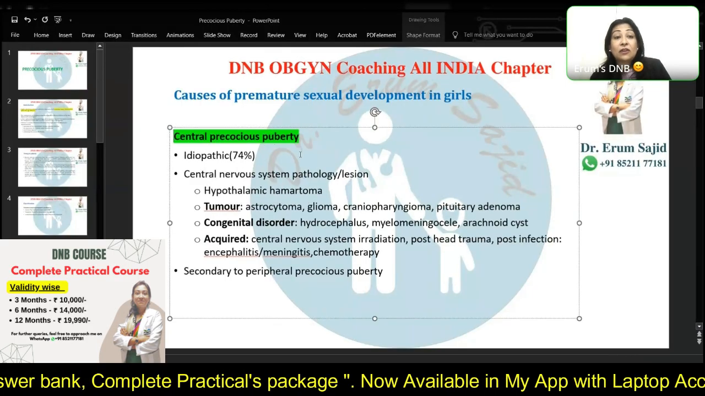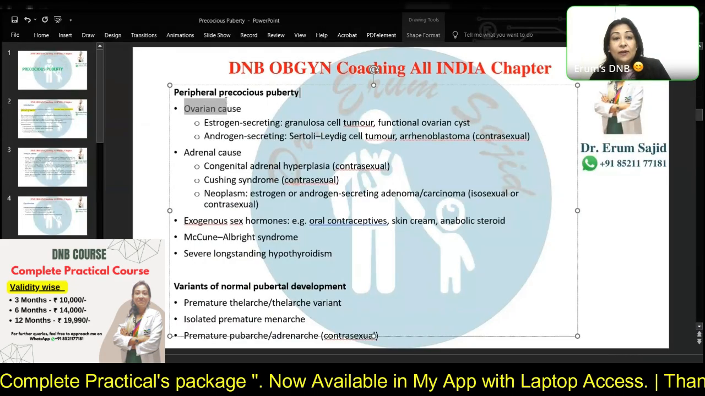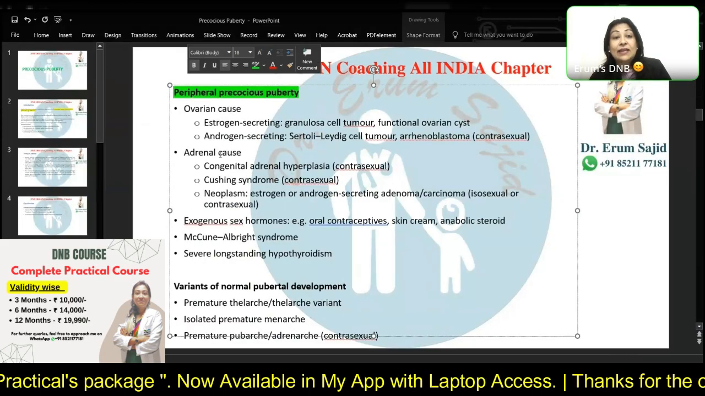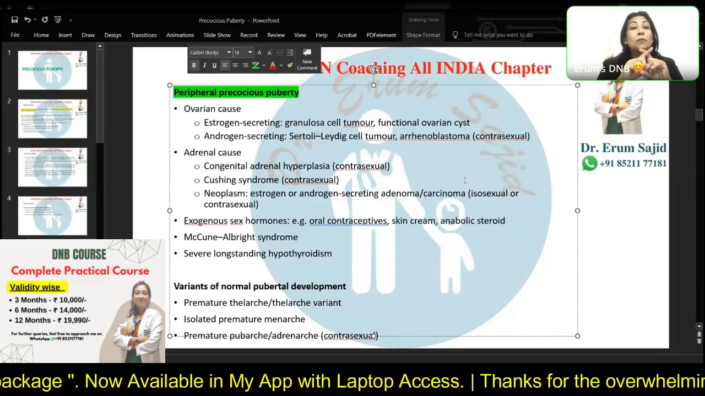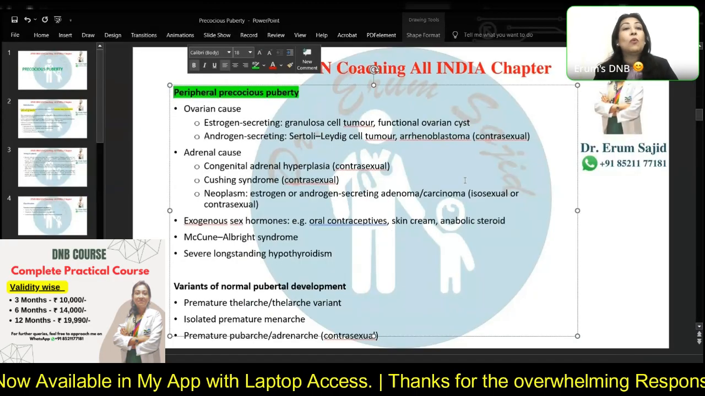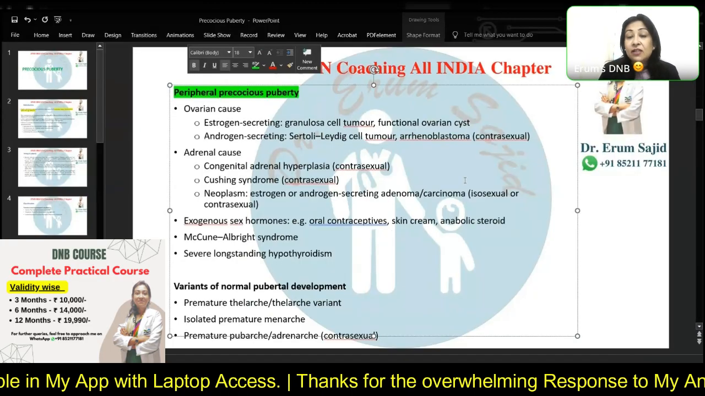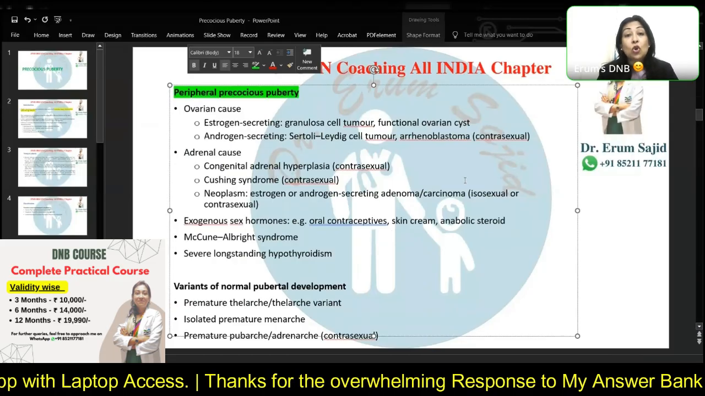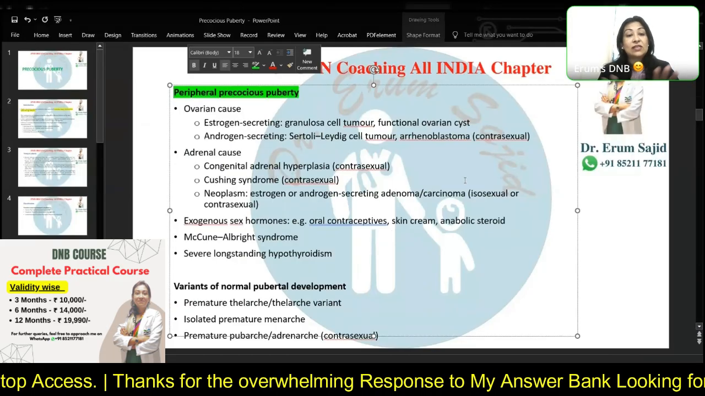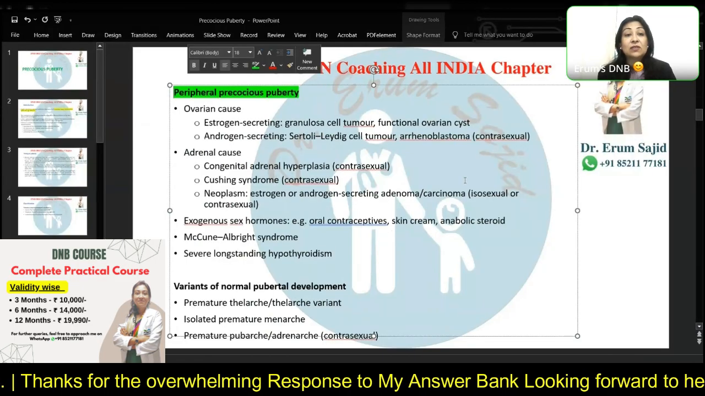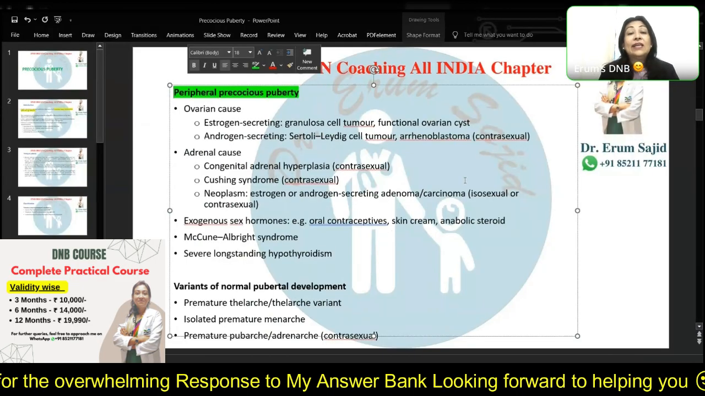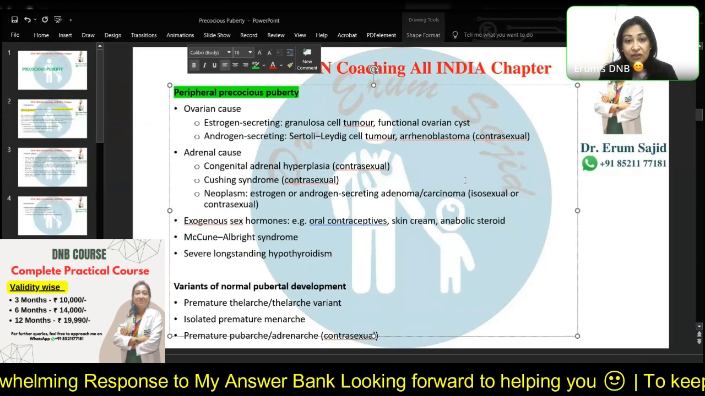And then you have peripheral precocious puberty, right? Remember this. Now we're talking about what could be the probable peripheral causes. So periphery, what do we have? We have ovary, we have adrenals, we have hypothyroidism. So long-standing hypothyroidism, long-standing adrenal causes, ovarian causes can lead to precocious development of secondary sexual characteristics.